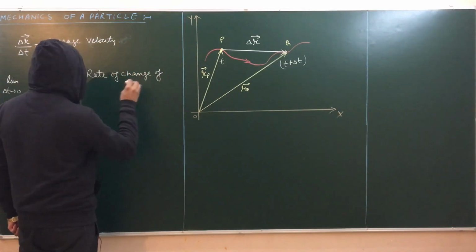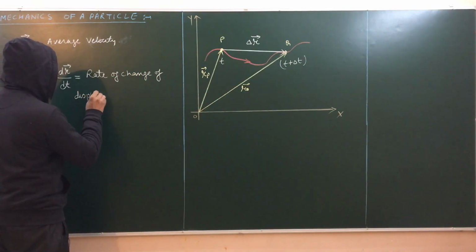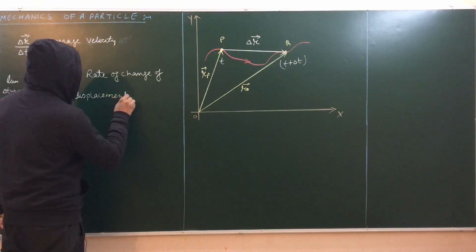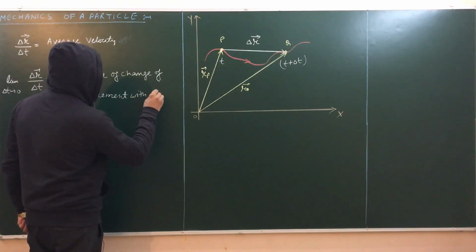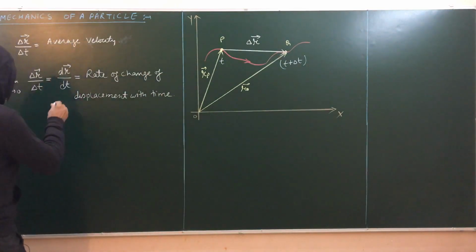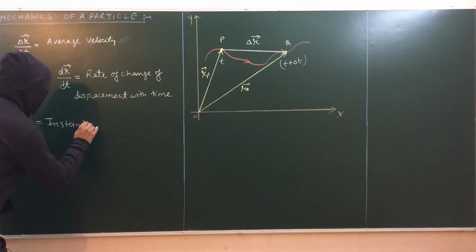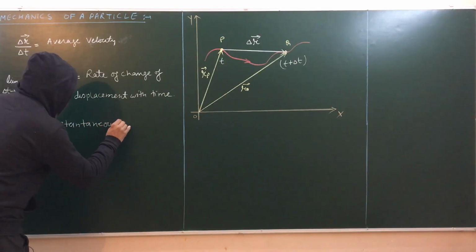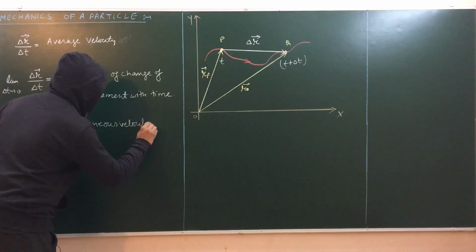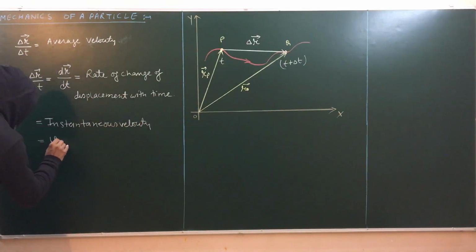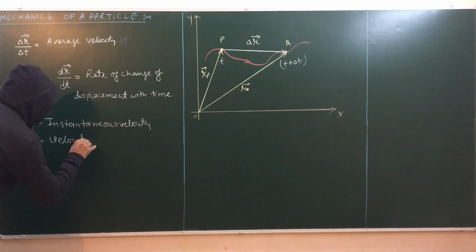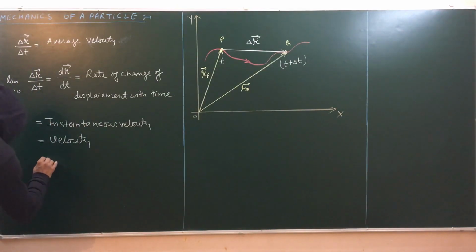and this quantity gives you the rate of change of displacement with time, and this is known as your instantaneous velocity, or you can say it as simply velocity. Student, let's denote this velocity with a symbol V. So dear student, V is dr by dt.